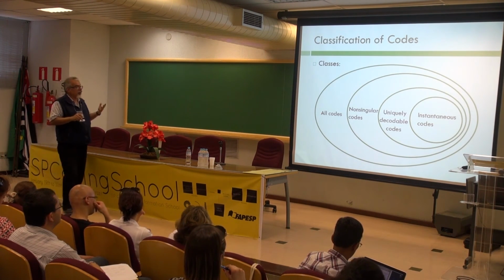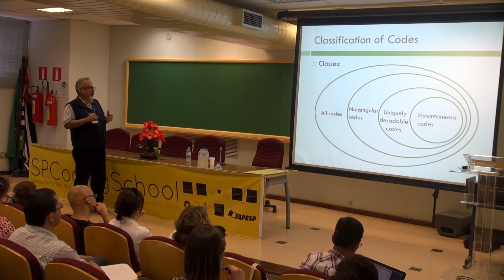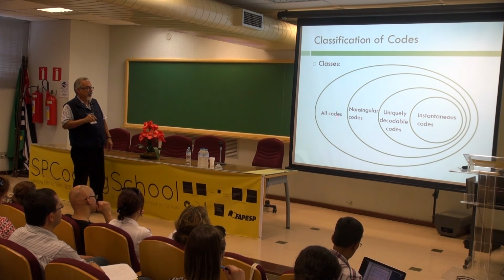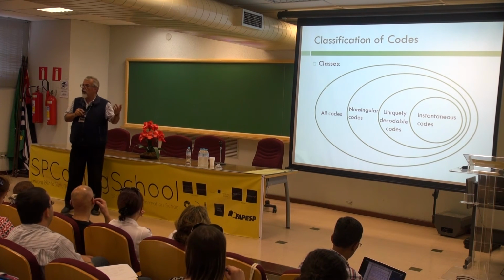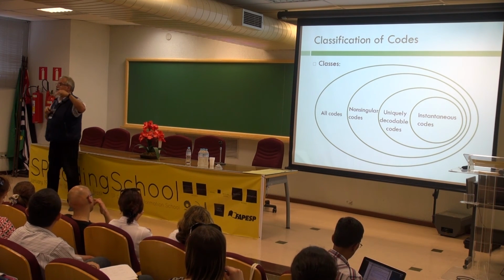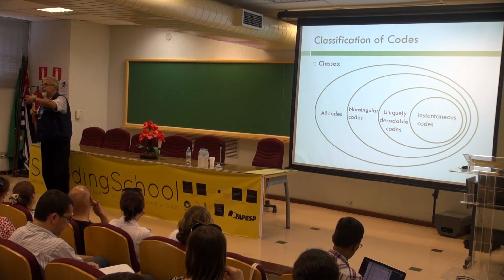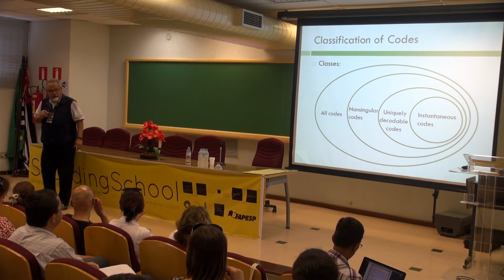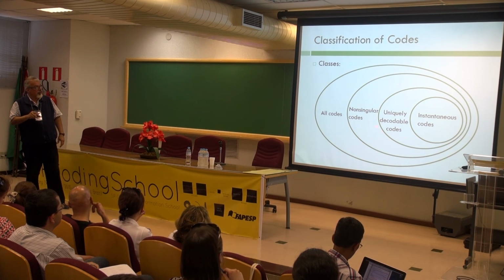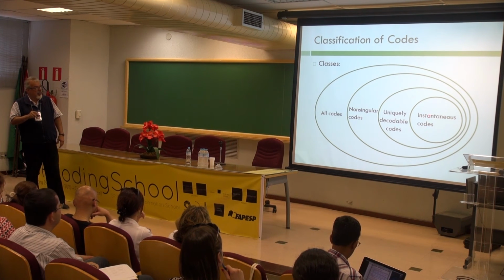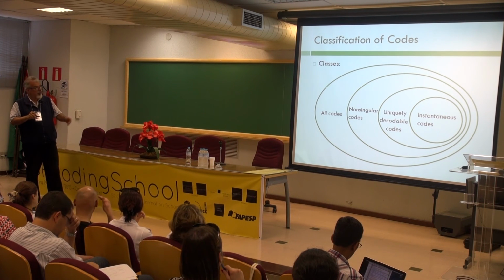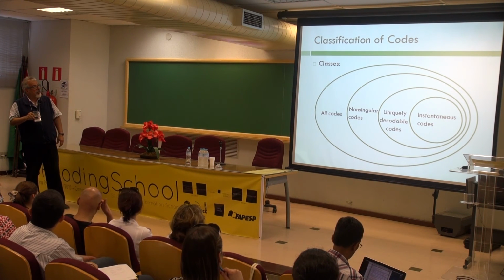So looking at classes of codes, we have here all codes, and some of them are singular codes. Singular codes are those that are not one-to-one mapping. They associate the same code word with two different symbols, and so sometimes they are not very useful. The non-singular codes are a subclass, and within those you have the uniquely decodable codes, and within those you have the instantaneous codes. Usually we tend to shoot for instantaneous codes because of these practical aspects that I mentioned.